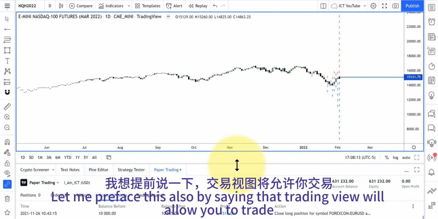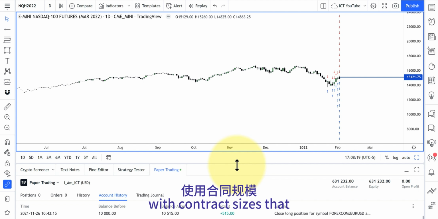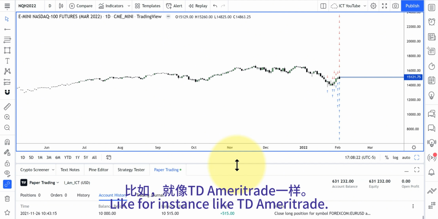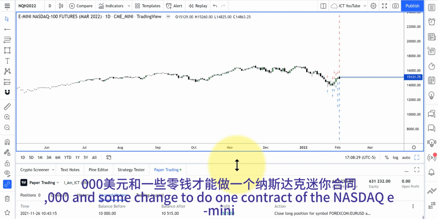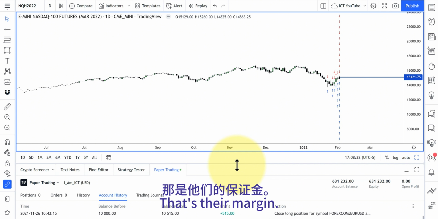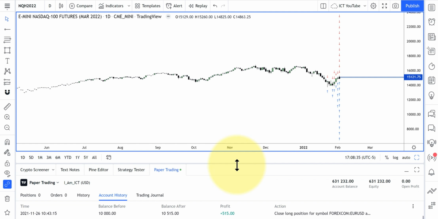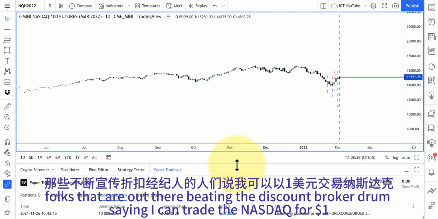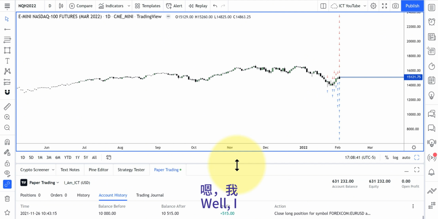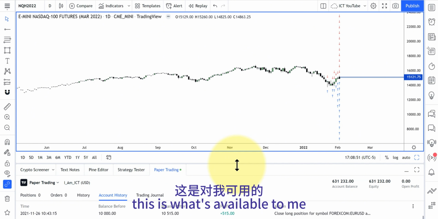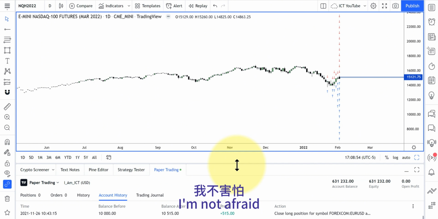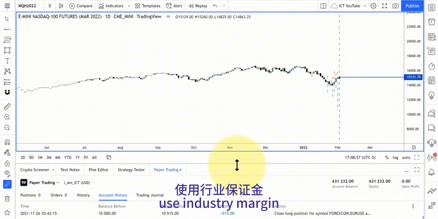Let me preface this also by saying that TradingView will allow you to trade with contract sizes that, for instance, like TD Ameritrade, I have to have $17,000 and some change to do one contract of the NASDAQ E-mini. That's their margin, okay? That's the industry margin. The folks that are out there beating the discount broker drum, saying I can trade the NASDAQ for $1,000 per contract. Well, I use that as the backdrop. If I was in that discount broker, this is what's available to me. I'm not afraid to use industry margin.